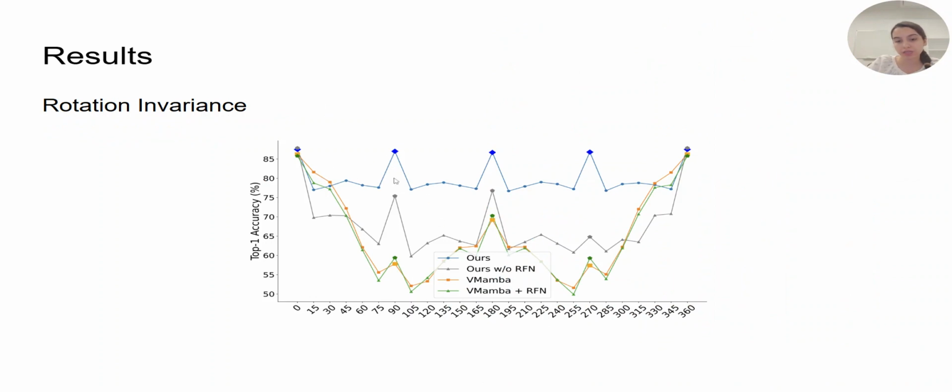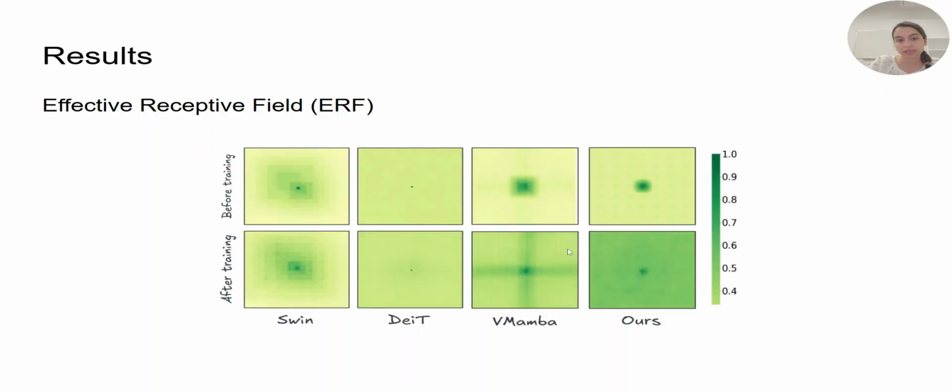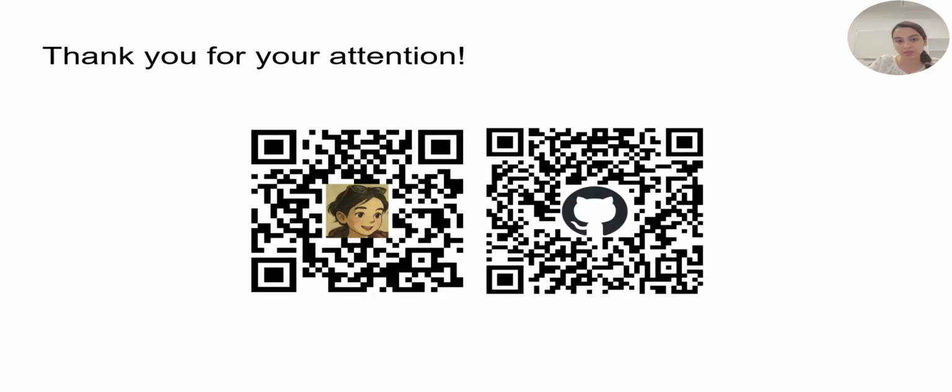The results here show that our method outperforms state-of-the-art methods on the classification task, and our method is rotation invariant. As you can see here, it can maintain a good level of accuracy compared to VMamba. And the effective receptive fields of our method show that before and after training, it can cover a wide variety of the environment.